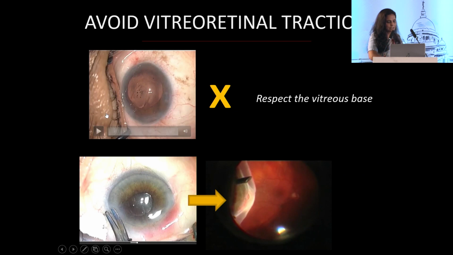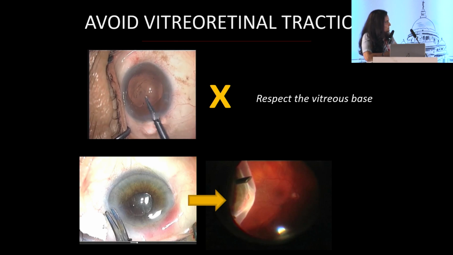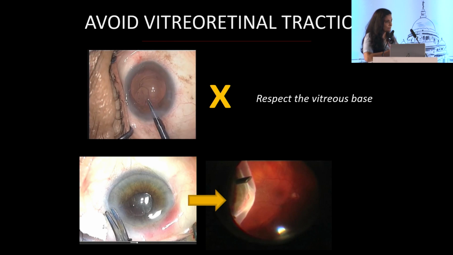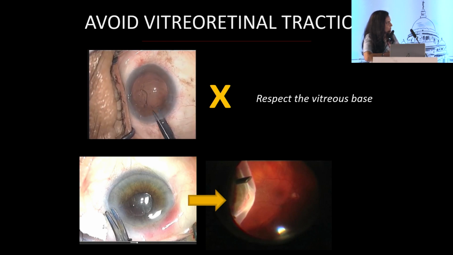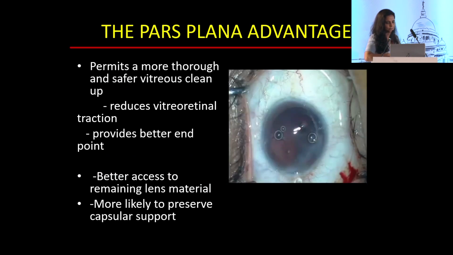Now, maneuvers like using Weck cells or using the scissor and pulling the vitreous and cutting should not be done. You have to respect the vitreous base to prevent tears. So you see this kind of maneuver where you're pulling and tugging on the vitreous can cause small tears here at the vitreous base, which could cause a retinal detachment subsequently, months or even years down the line.